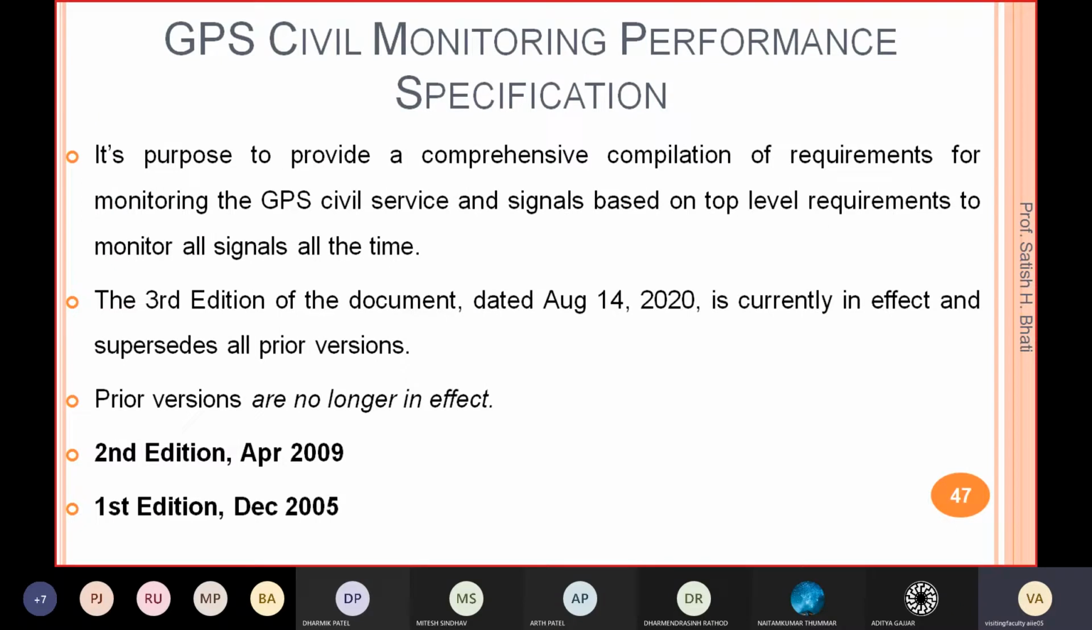Then civil monitoring performance. From its name, it's for civilian use, right? So whatever GPS we are using, for that the latest standard document was released in August 2020, right? And the same specification is in effect nowadays.